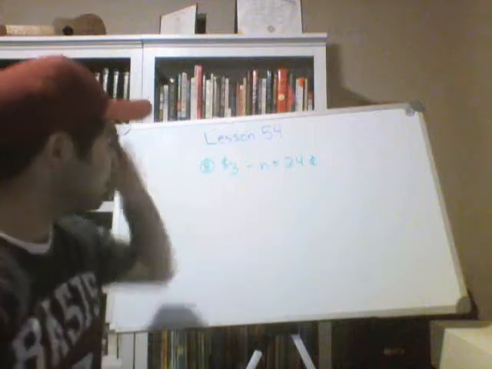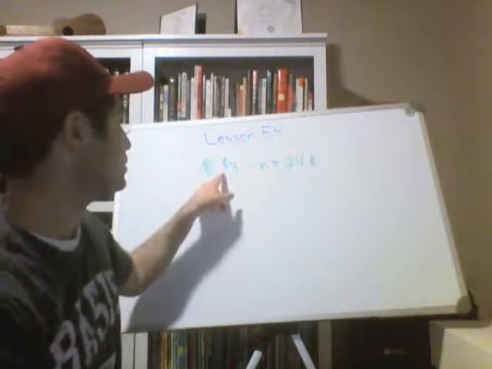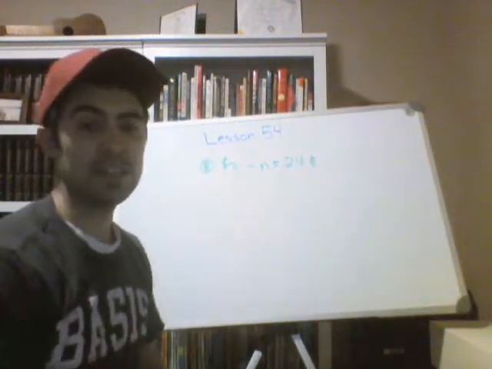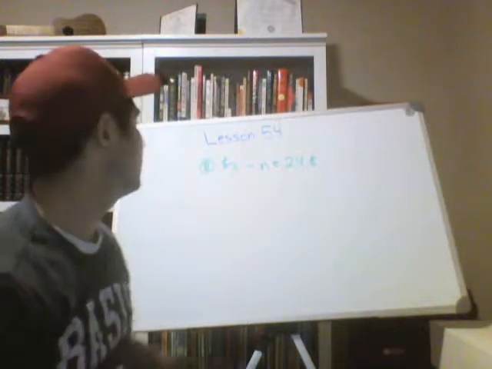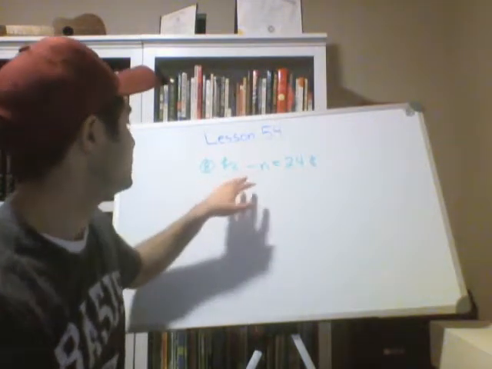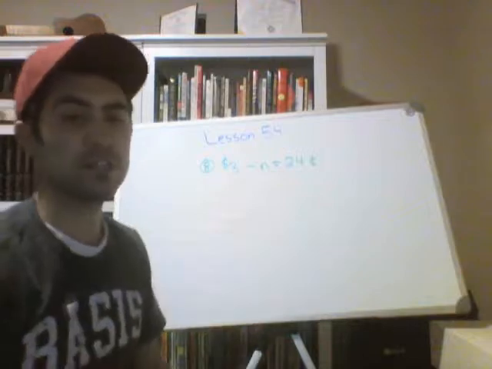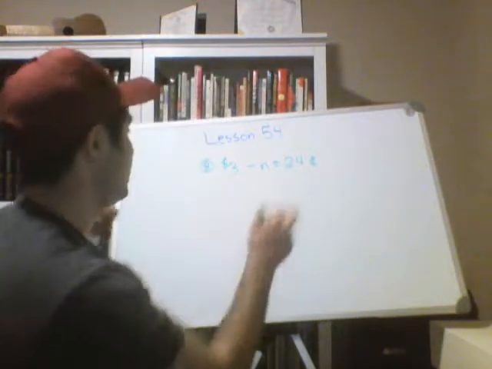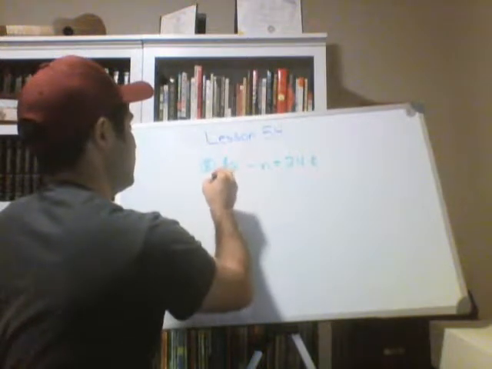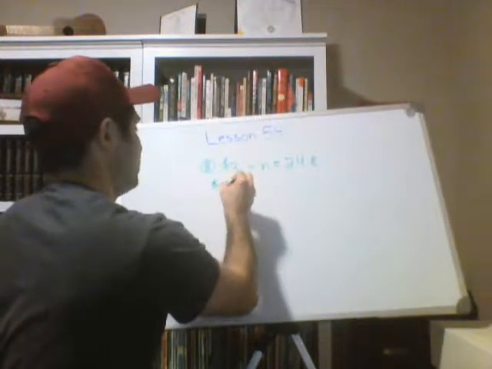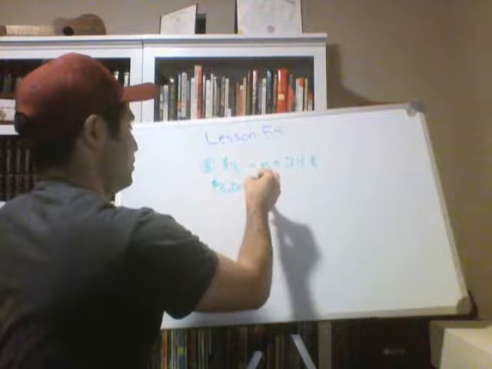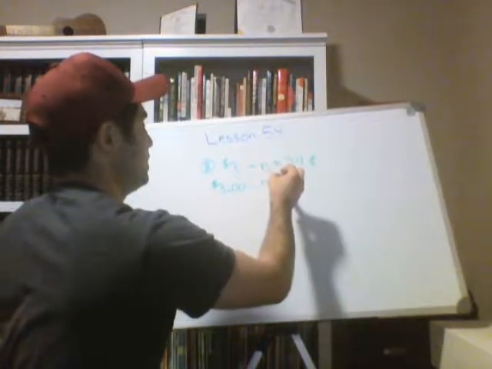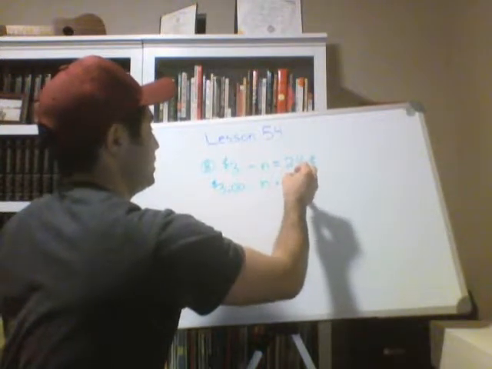Alright. Number 8 can be kind of confusing, but you have to know the difference between $1 and a cent. A cent is 1/100th of a dollar. Alright, so since we have dollars and cents, I'm going to change both of these to dollars because it'll be easier to work with. So I'm going to change this to $3 with 2 zeros.